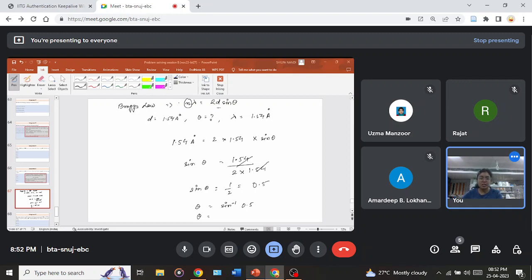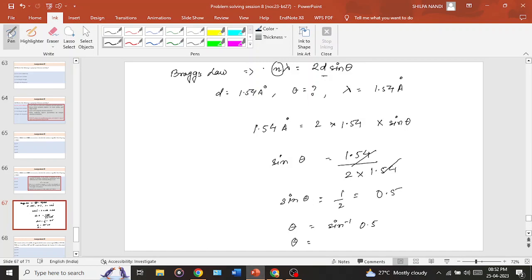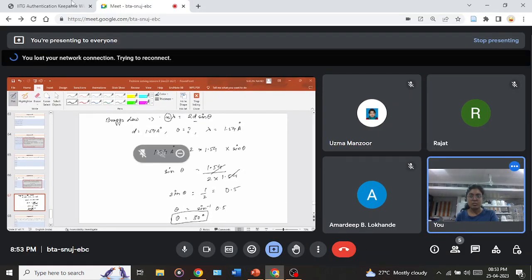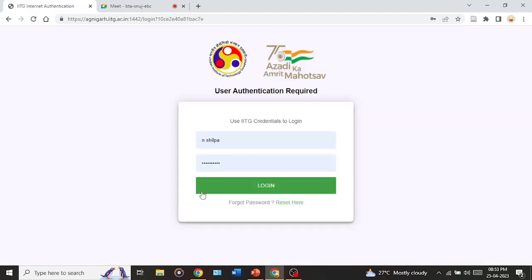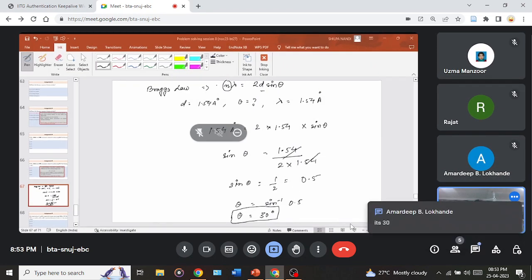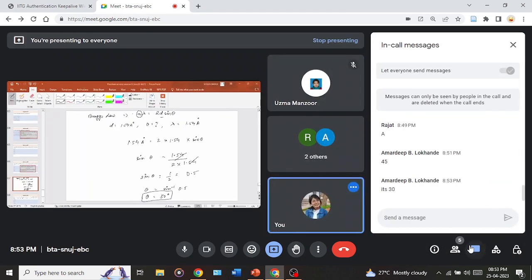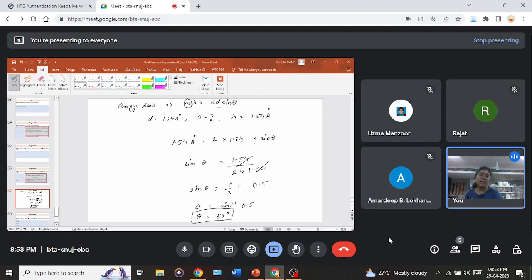So it is actually sine inverse 0.5, which is 30 degrees. So don't get confused, even if you know the answer. Okay, it's 30. Fine. So is the slide visible?